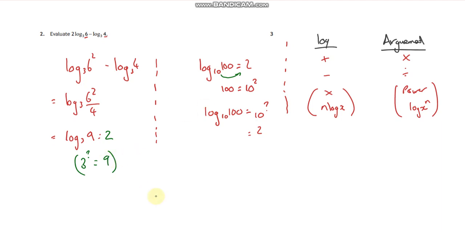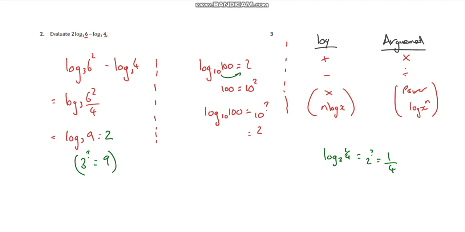Maybe just worth pointing out something a bit tricky. Say we had a log base 2, and let me have a think for something a bit tricky. Say it was a fraction. Say it was a quarter. That's quite tough, isn't it? So you're saying, well, 2 to the power of what is going to be equal to a quarter?